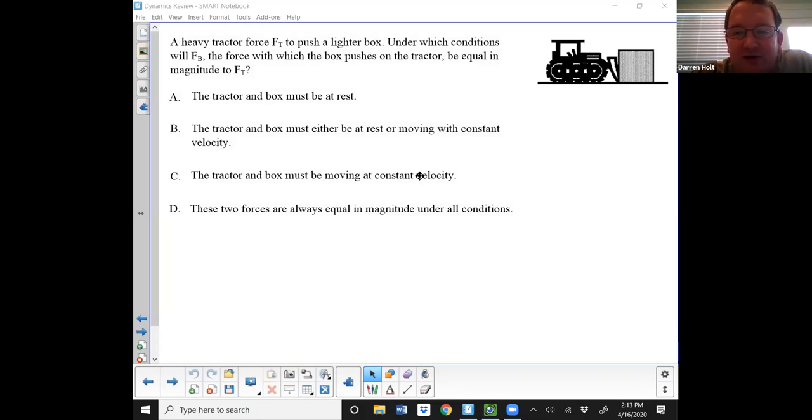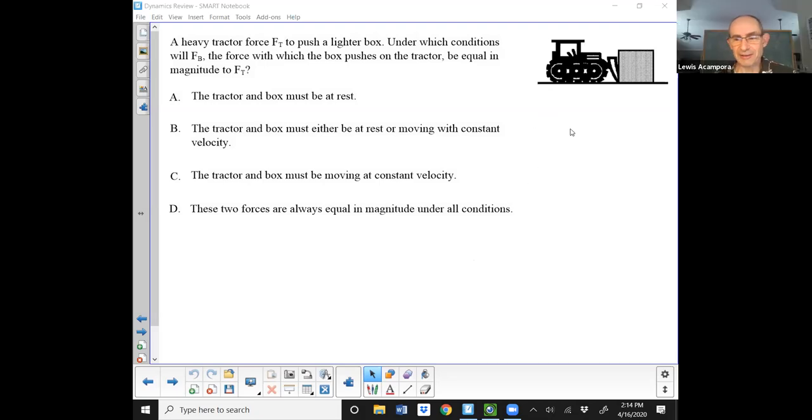But remember, these are two different forces from two different objects on each other. So the heavy tractor pushes the light box, and the light box pushes the heavy tractor. So this object, the tractor, pushes the box, and the box in turn pushes back on the tractor. And this says, when must they be equal? Since it's two different objects interacting, the force of the tractor pushing the box must always, under all conditions, be equal to the force of the box pushing back on the tractor. This is a statement of Newton's third law. So these two forces will always be equal in magnitude under all conditions, right?